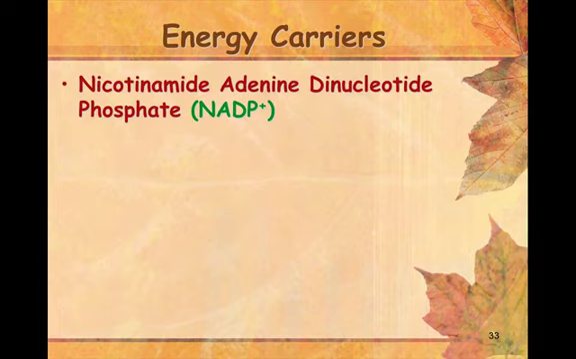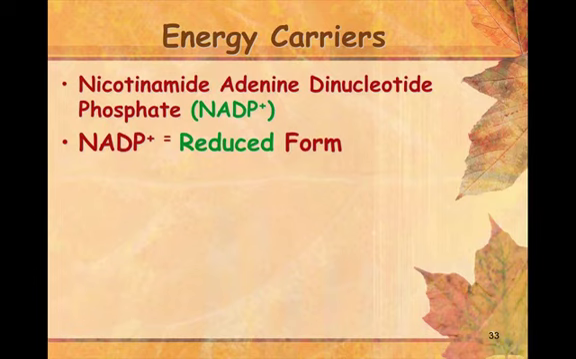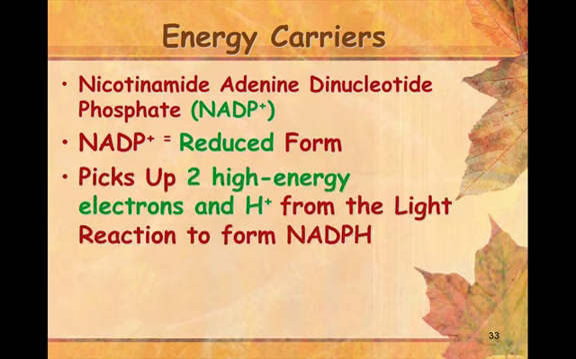NADPH, which you do not need to know the scientific term for NADPH, is what carries the energy to help run this particular system. So NADP, and I think I just said NADPH because that's coming up soon, my mistake, is the reduced form. NADP picks up 2 high energy electrons and a hydrogen from the light reaction to form NADPH.